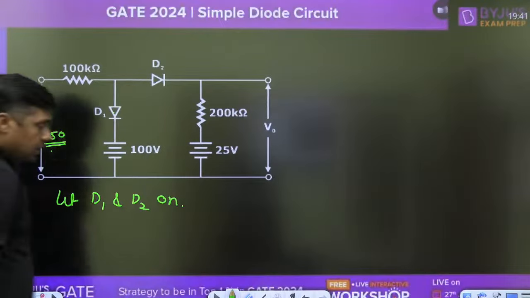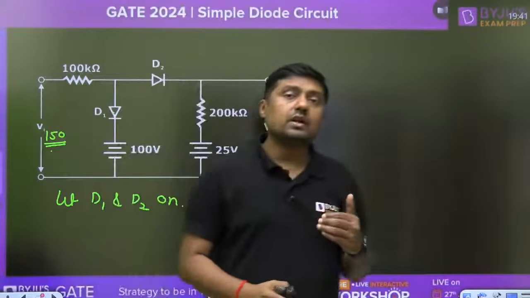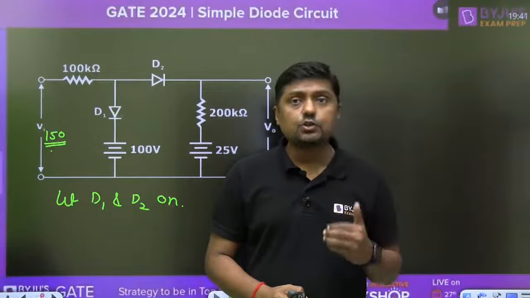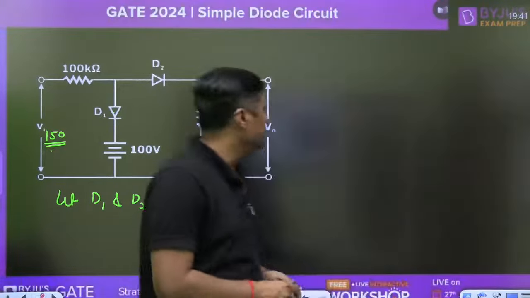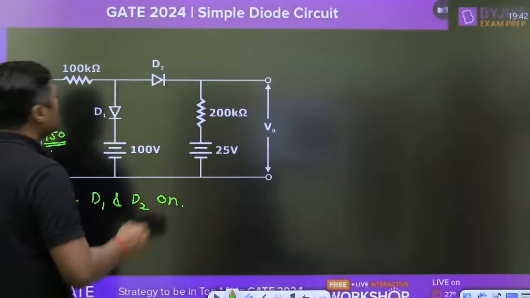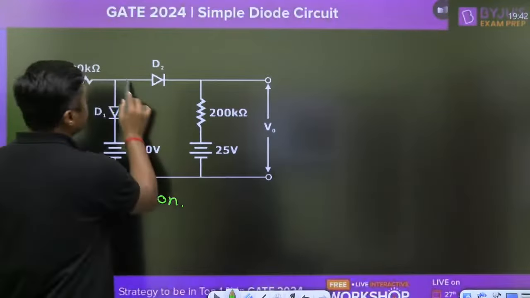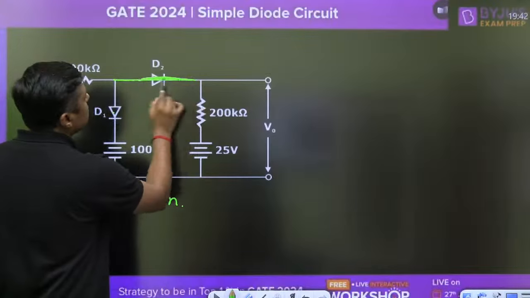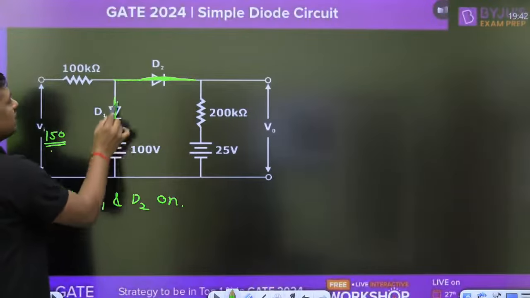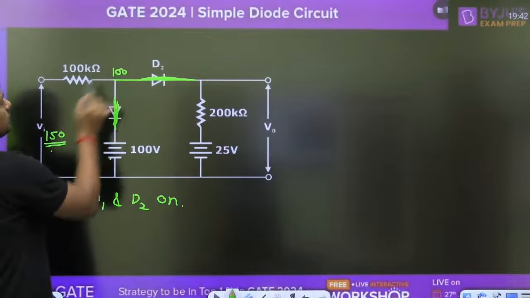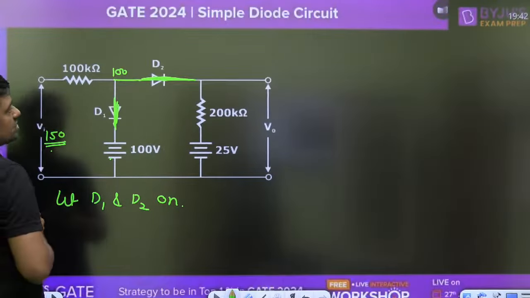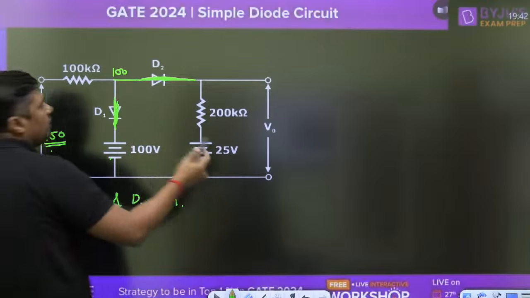And always remember, if we are assuming that both the diodes are on, then current should be positive and current should flow from P side to N side. We will verify it. When the diodes are on, they will act as short circuit. So what is the voltage at this point? 100 volt. What is the voltage at this point? 100 volt, and output will become 100 volt.